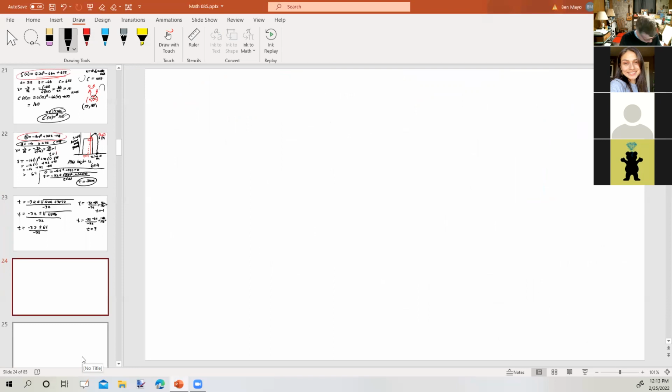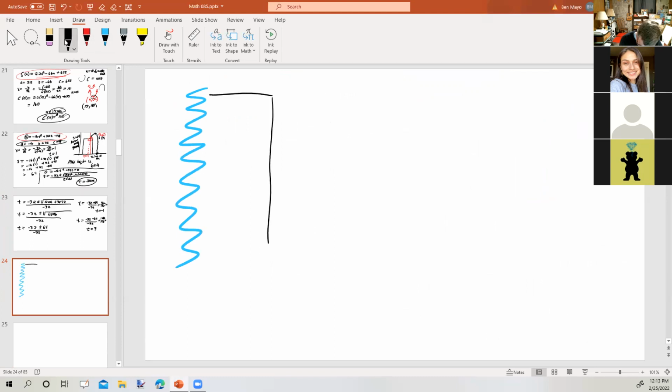Let's see here. We've got this situation. We've got a stream, and a rancher decides to build a fence of which there are 1,000 feet, and he's going to build it 3 sides of a rectangle. Okay, and then he's going to put the cows in here. Here's the cows, lovely cows.